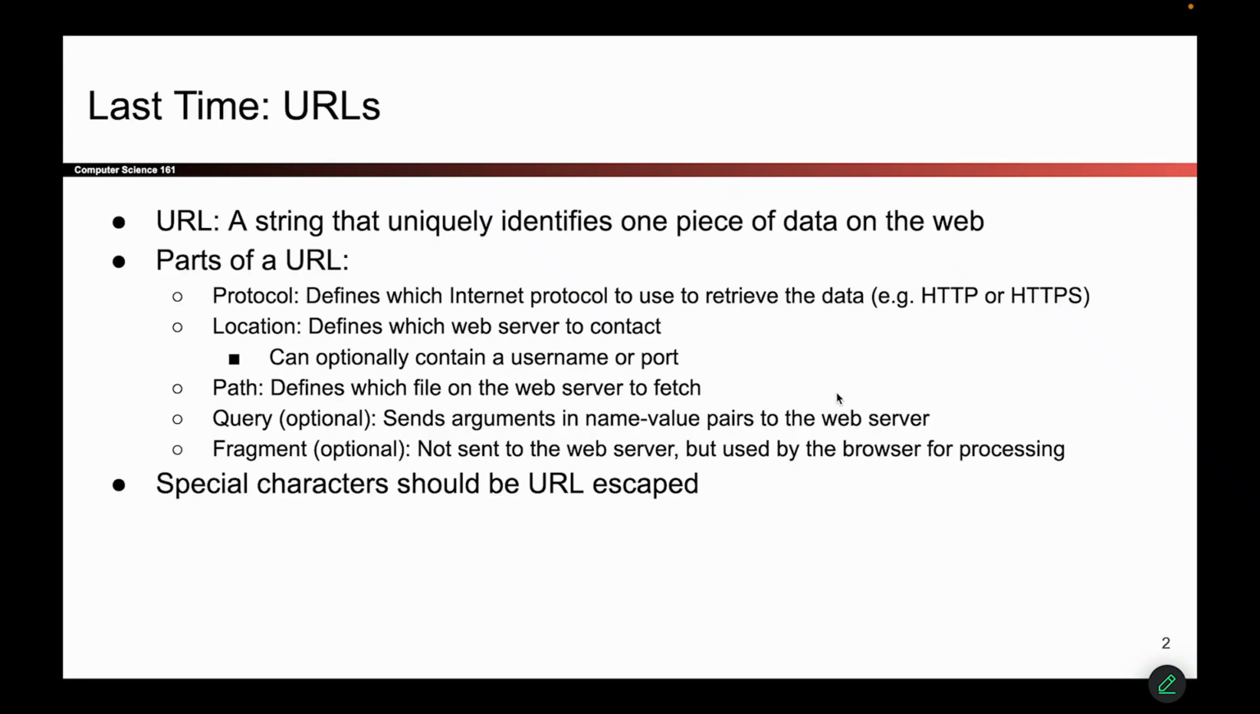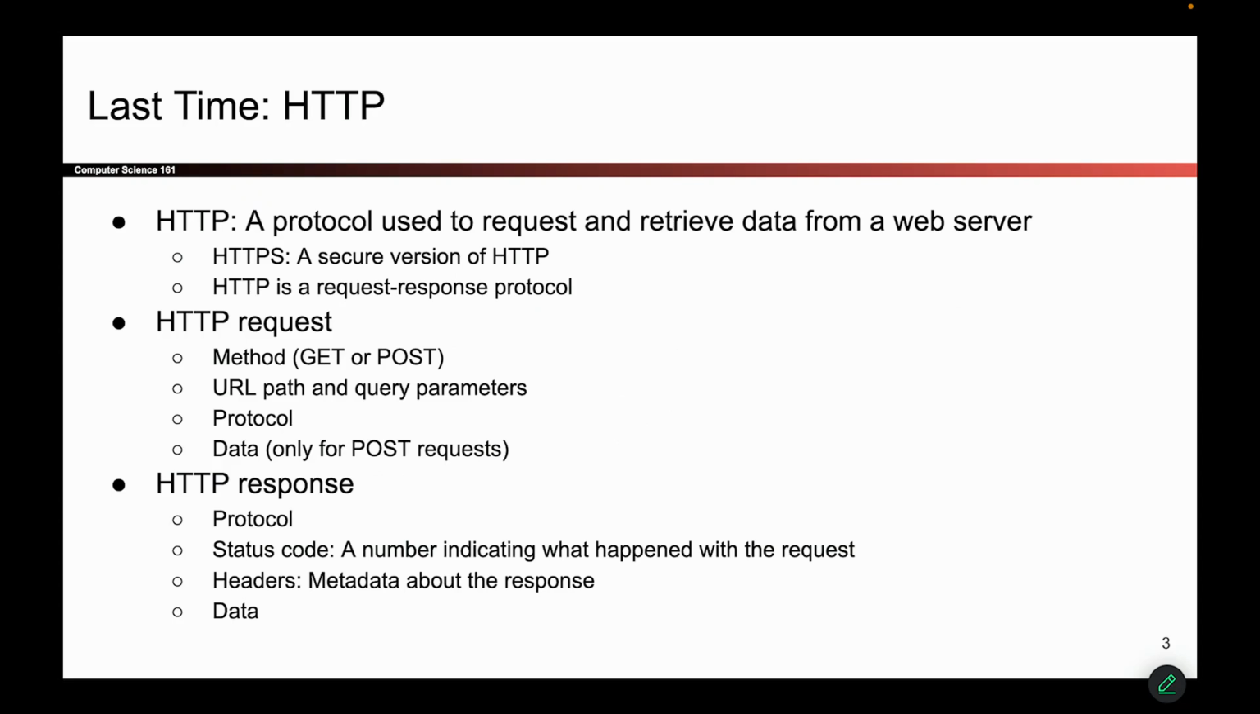As a very quick reminder from last time, URLs identify a piece of data on the web, and they have all these different pieces that we broke down. We talked about HTTP, which is a request-response protocol. You send a request for data, or you send a request to upload some data, and the server responds with either the data that you requested or maybe a status code to tell you what happened. And the protocol tells us how to format these messages.